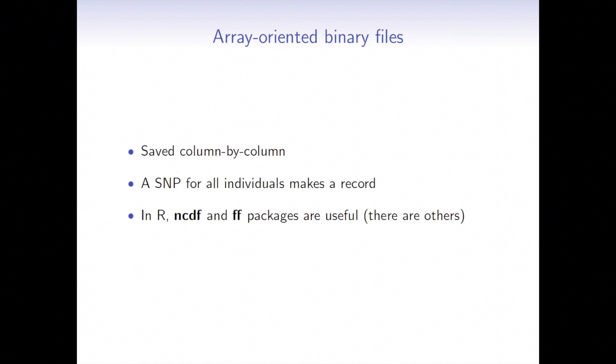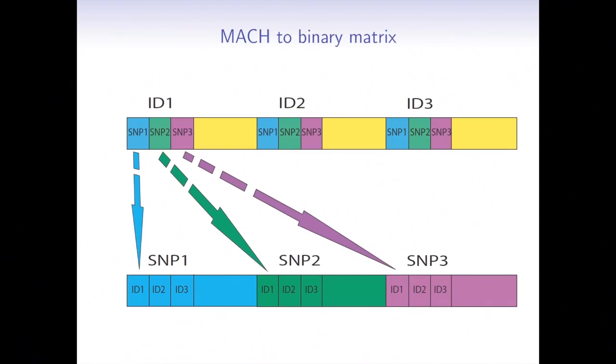And I tried many packages, and I found the ncdf and ff packages most useful. And the NetCDF data format is already existing in other areas like meteorology, but in the last couple of years it has been implemented as an R package, and it's working very well. And the ff package, although not created for the genetic area, for me it is working very efficiently.